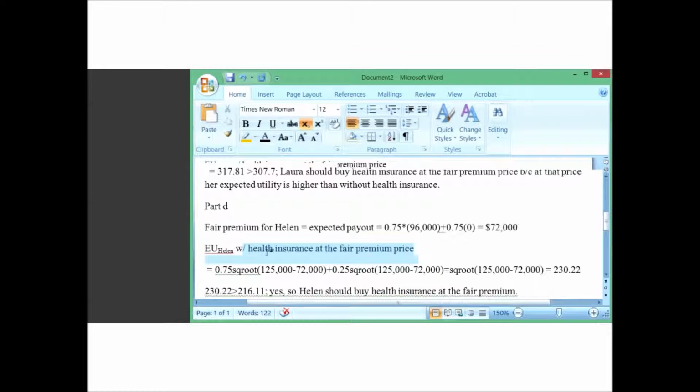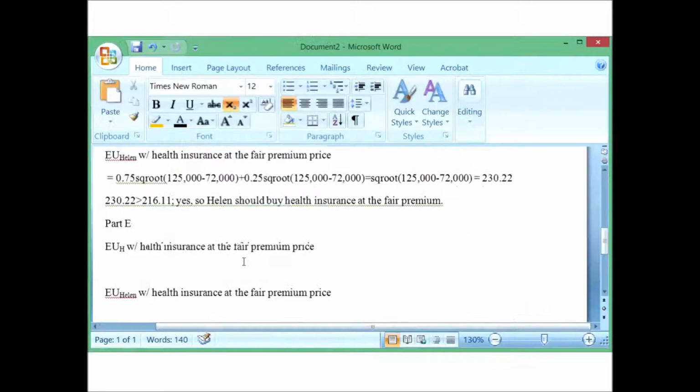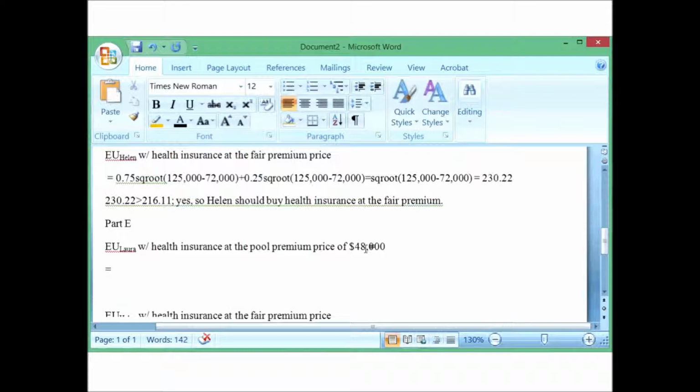Okay. So this one, I thought we had to calculate what would be the fair premium if their risks were pooled together. But here we don't have to do that much. We're given what they would each be charged. So let's do part E. Let me do the expected utility of Laura with health insurance at the pool premium price, meaning both of them are put together, of $48,000. Okay, and I think you know where I'm heading.